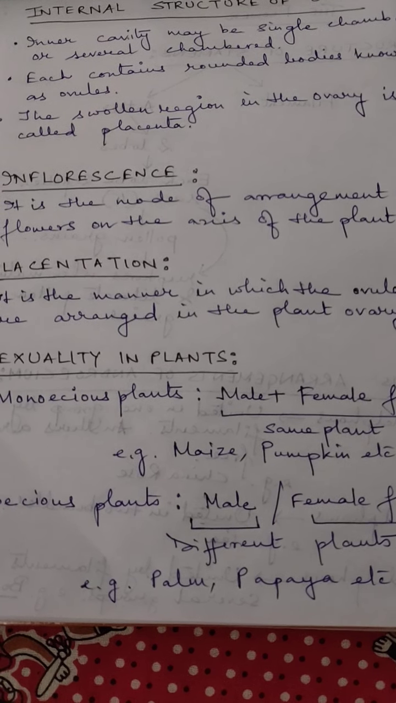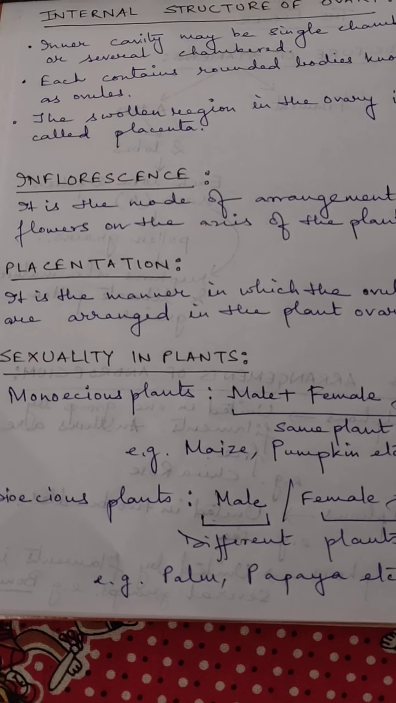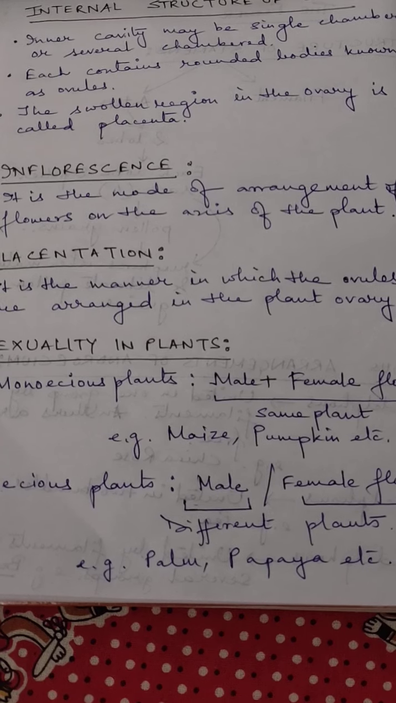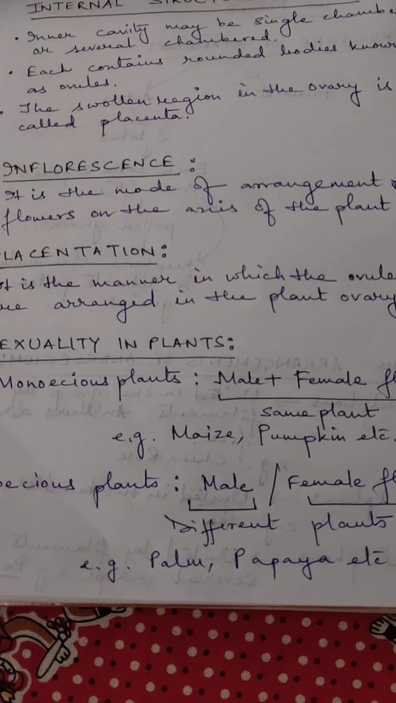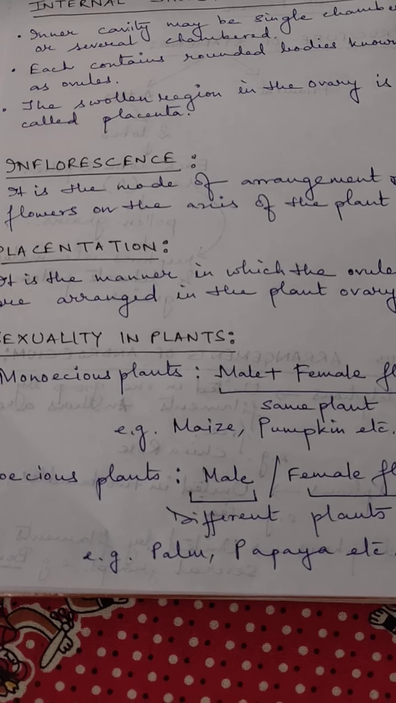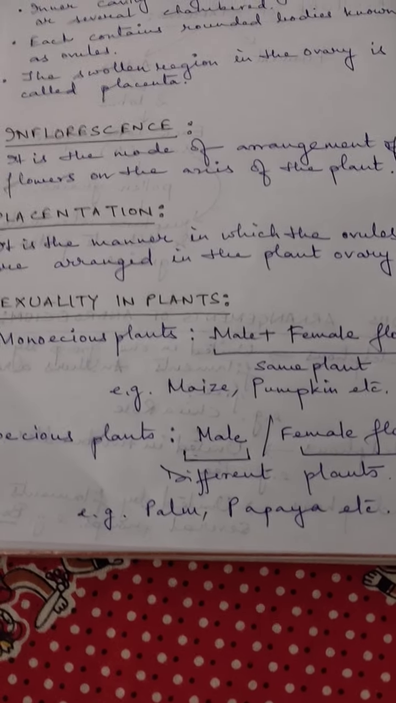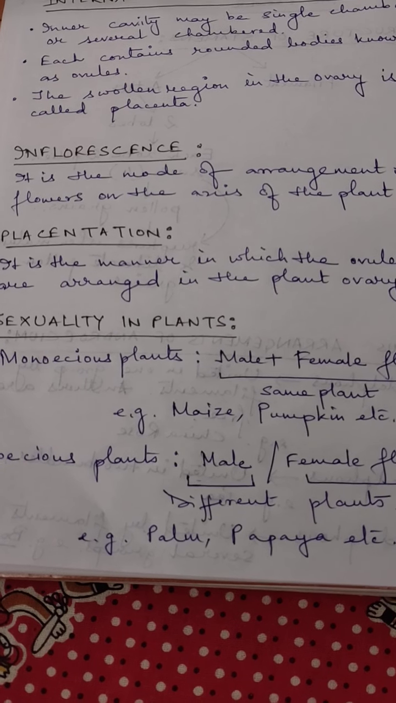Here you can see I have jotted down three points very briefly. Inner cavity may be single chambered or several chambered. Each contains rounded bodies known as ovules, and the swollen region in the ovary is called placenta. Now, these three points are very important regarding internal structure of ovary.